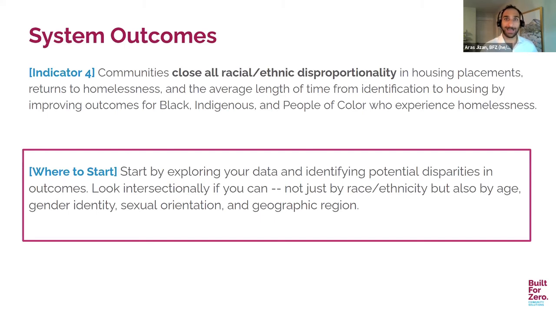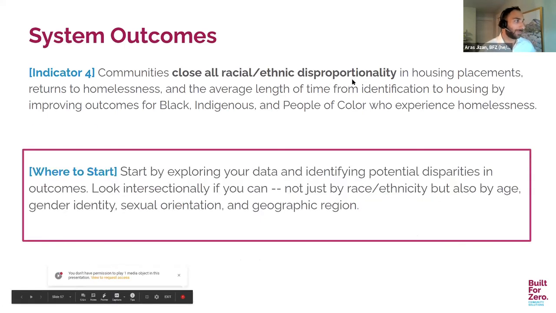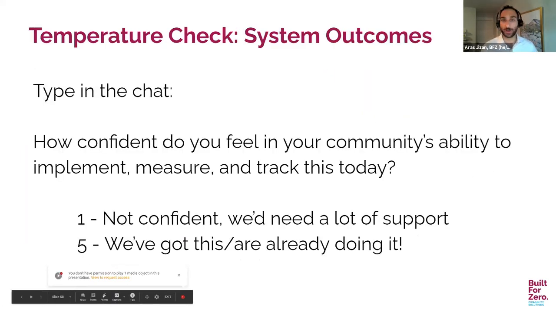So I think with that, maybe we can do a quick temperature check on these system outcomes. My hunch is that this is another place where we're going to see some high scores. I know just in conversation with communities, some folks are already looking at this, and I think where we're at in some communities is, all right, we see these disproportionalities, now what do we do about them? Right? But I know that's not true everywhere, and so I'd love to hear how this is looking for you.